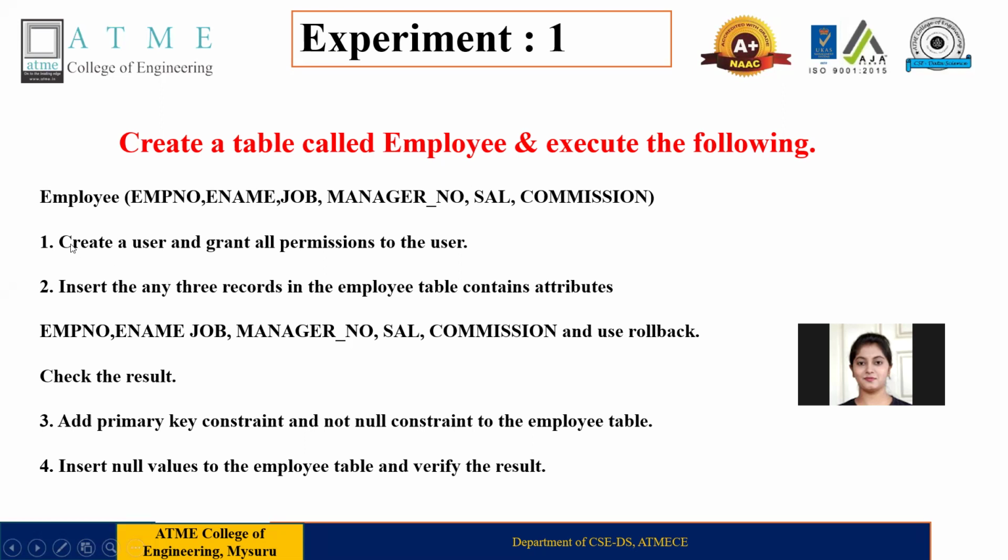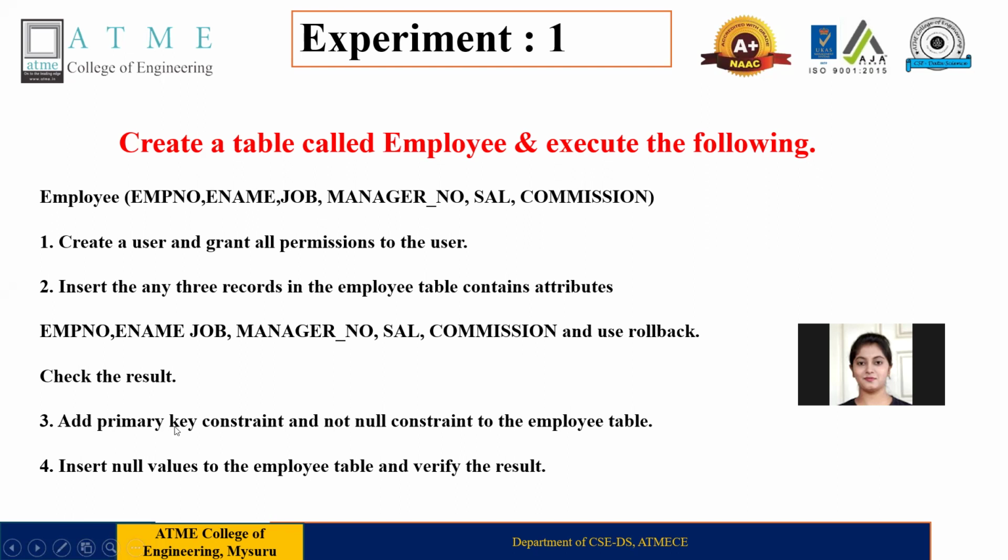Here it says we need to create a user and grant all the permissions to the user. We will see how to do that first. Then insert any 3 records. Now, after creating the employee table, we have to put 3 records into the employee table. And after that, we have to use rollback. Now, what is rollback? We will be discussing it again when we are executing the first experiment. And after doing that, we'll also check the result of what has happened.